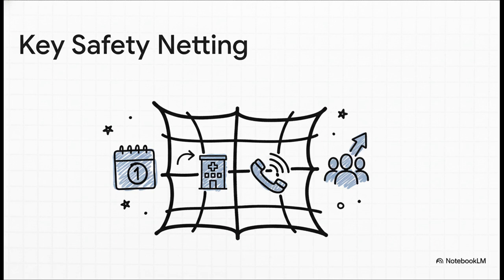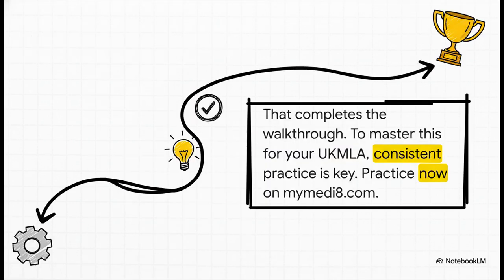First, book a specific follow-up, especially if you're starting meds. Tell them exactly when to come back if things get worse. Give them concrete resources for a crisis, like a mental health line. And finally, explain what would need to happen for you to escalate their care to a specialist team. And there you have it, a full walkthrough of an OCD consultation.